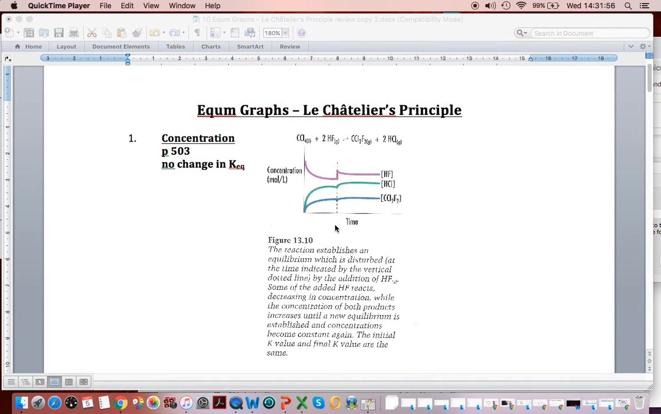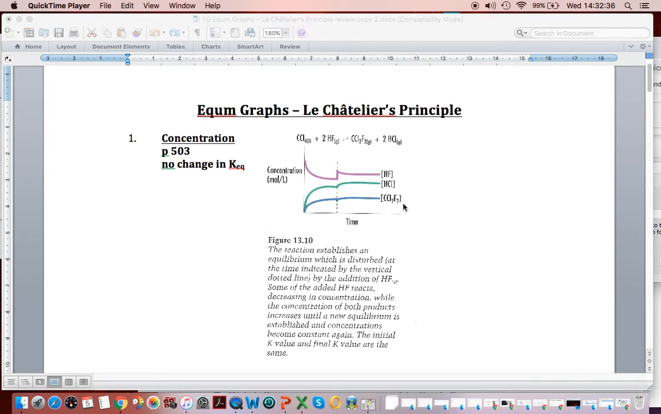This vertical dotted line represents the time of a stress. That stress was an increase in concentration of the HF. Le Chatelier's principle says if the concentration of reactant goes up, the system is going to shift to the right to use up some of the reactant. So now we see it dips a bit. The HCl comes up by the same amount, 2 to 2, and the CCl2F2 comes up by half the amount because of a 1 to 2 ratio. Now we're at a new equilibrium.